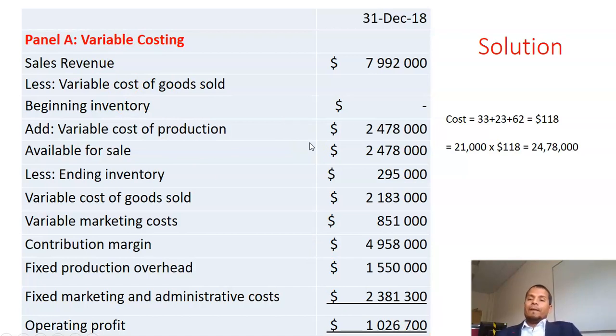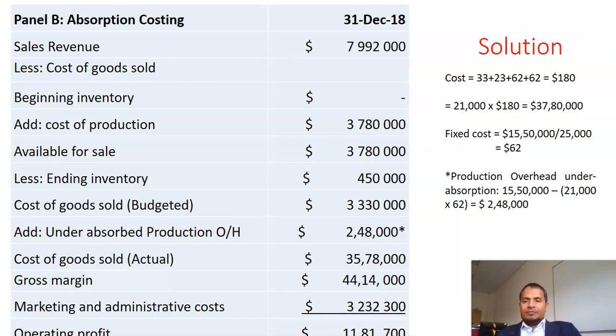Let's now see absorption costing. Income statement according to absorption costing: sales revenue is the same, and you have to calculate now cost of goods sold, not variable cost of goods sold, because in absorption costing we will consider all production cost in product cost. So cost of goods sold we'll calculate according to the same approach, that is beginning inventory plus cost of production minus ending inventory. But cost of production per unit, we will now consider variable part and also fixed part.